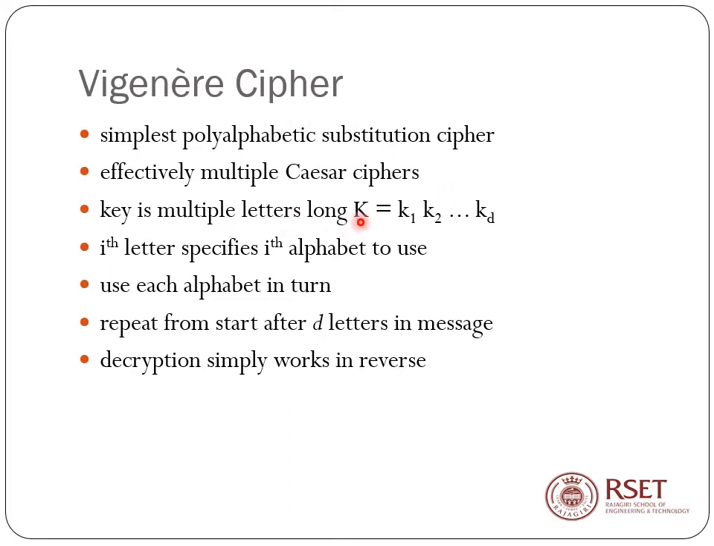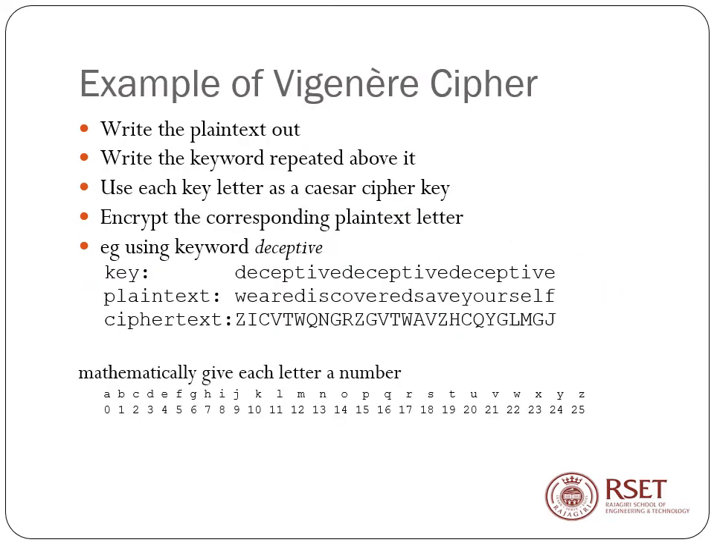If you have a plain text, definitely you have your mapping, right? A to Z is mapped to 0 to 25. I'll give you an example directly. Look at this Vigenere cipher. You have to write the plain text out. This is the plain text: we are discovered, save yourself. This is our plain text.